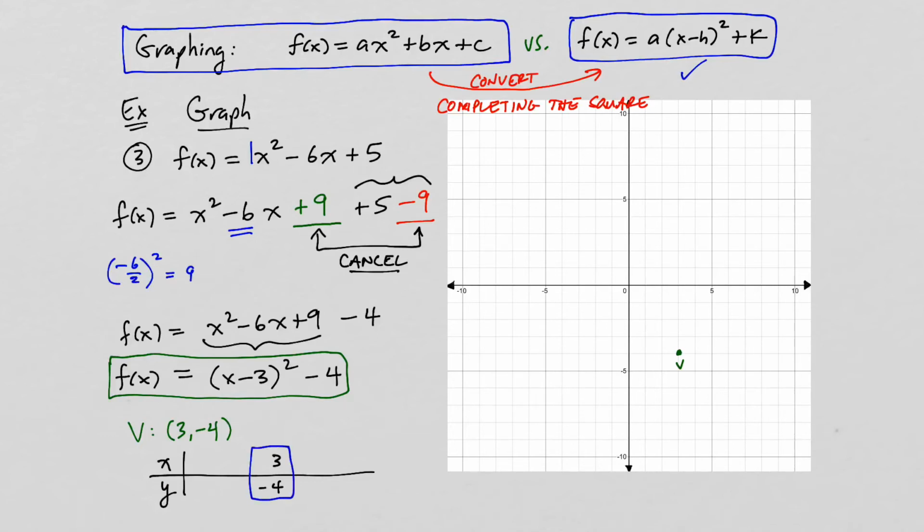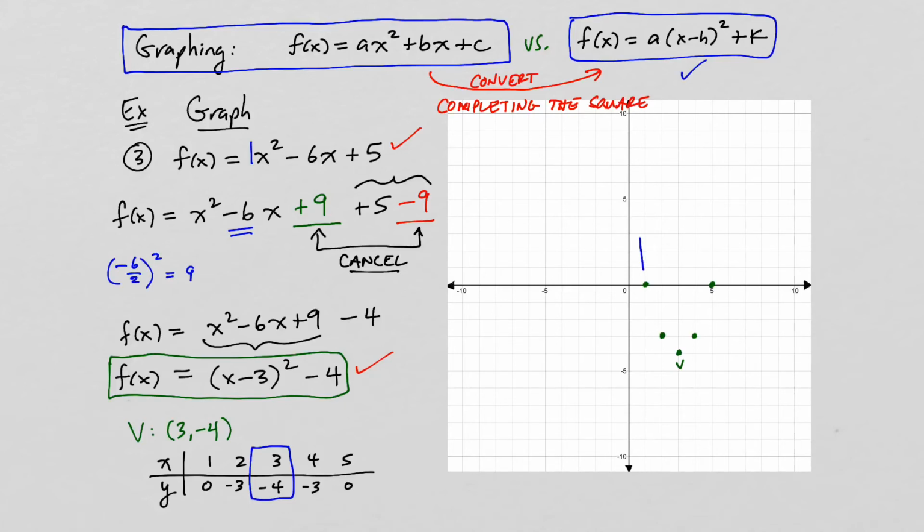And we need to pick some other values of x to the left of 3, which would be 2 and 1, and to the right of 3, which would be 4 and 5. If you plug those values into your function, and you can plug them in either here or here, it doesn't matter, you will get y equals 0 for this one, y equals negative 3 here, negative 3 here, and 0 here. Now if we just graph those points, we have 1, 0, 2, negative 3, the vertex, and then we have 4, negative 3, and finally 5, 0.